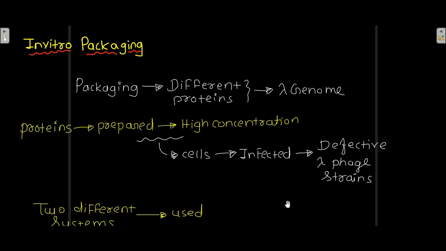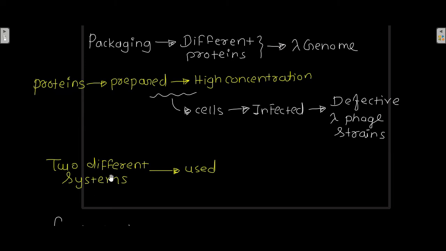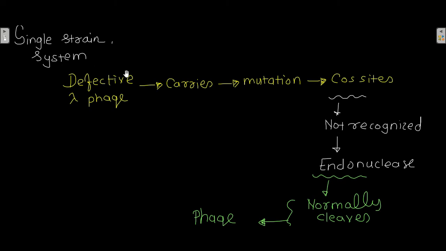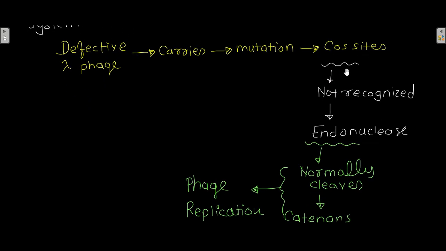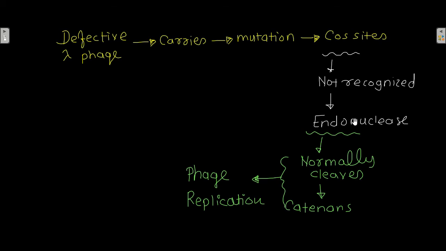For doing that, two different systems are used. Now let's see about those systems, starting with the single strain system. What happens in this system? In this system the defective lambda phage is there. This defective lambda phage is carrying a mutation at the cos sites. So at the cos sites there are mutations. These cos sites will not be recognized by the endonucleases, and that is the reason why there will be no cleavage of the concatemers, which is very essential for phage replication.